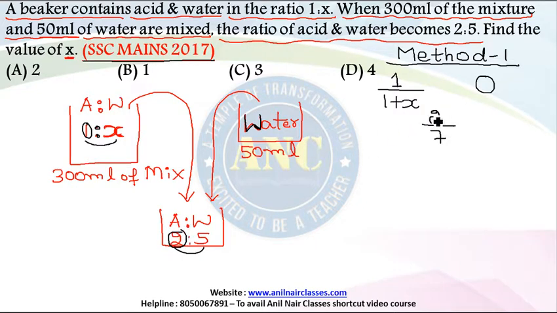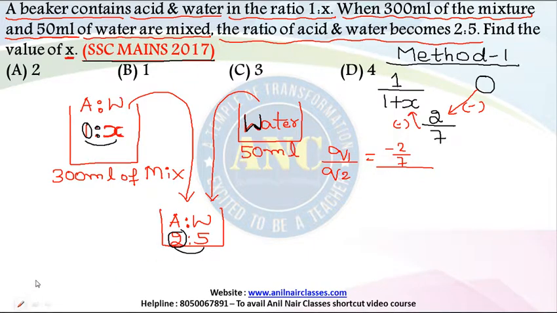So it is 1 by 1 plus x, and in the second vessel acid is 0, in the third vessel acid is 2 out of 7. Now, can I say that if I alligate it, Q1 by Q2 is nothing but equal to 0 minus 2 by 7, divided by 2 by 7 minus 1 divided by 1 plus x.